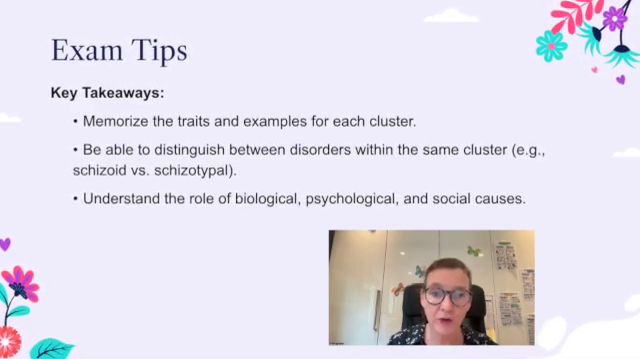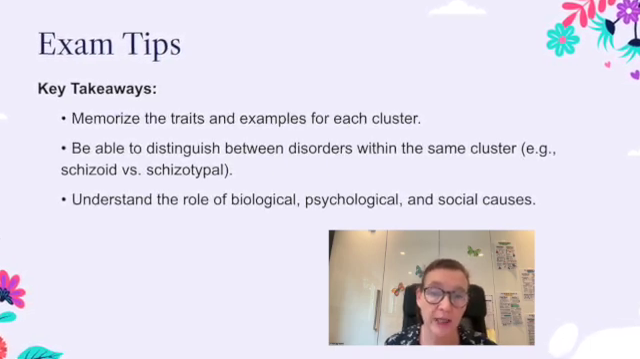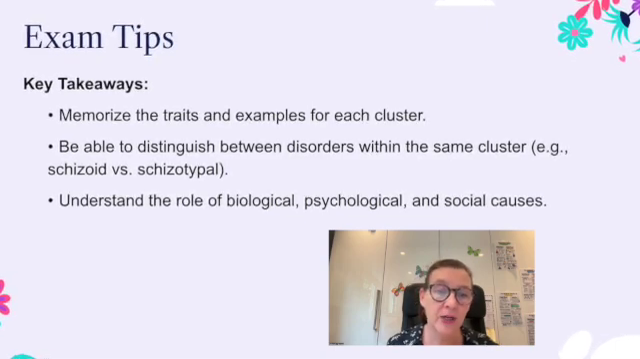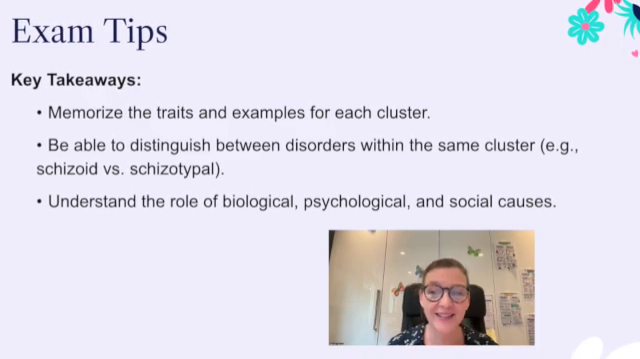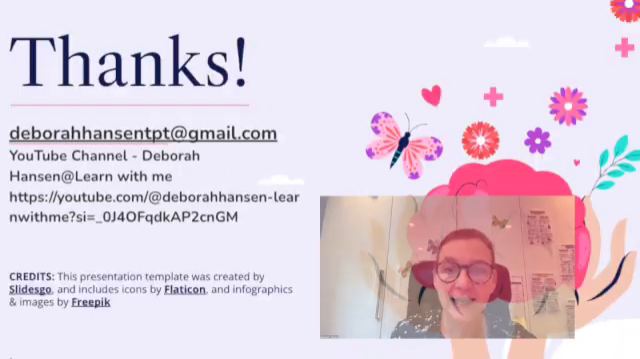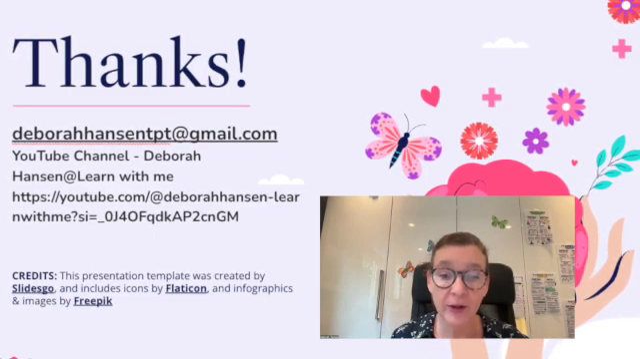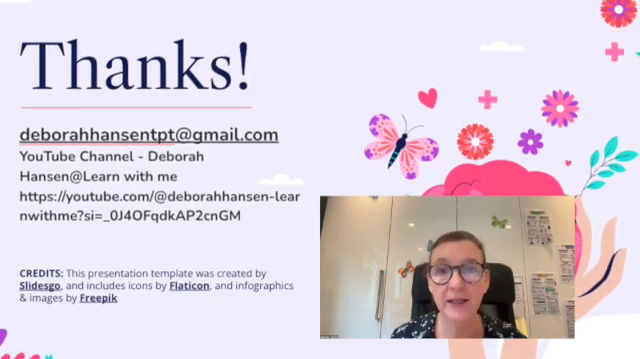Okay, so what are our key takeaways after learning about the different clusters? We need to be able to memorize the traits and examples for each of the clusters. We need to be able to distinguish between disorders within the same cluster, for example, antisocial versus borderline. And you need to be able to understand the role of biological, psychological, and social causes. And hopefully this will get you the 5 on the exam. And that is all the essential knowledge you need to know to answer CED question number 10 for 5.4. Describe the symptoms and possible causes of selected personality disorders.